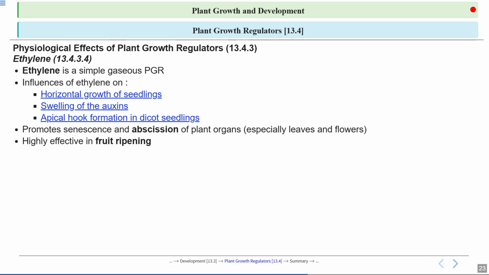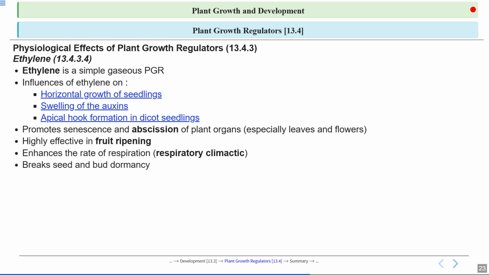It is highly effective in fruit ripening because it affects the fruit. If raw fruit are kept with ripened ones, they will receive this gaseous hormone, and it makes the raw ones ripen as well. So it enhances the rate of respiration. That is called the respiratory climacteric. It breaks seed and bud dormancy.